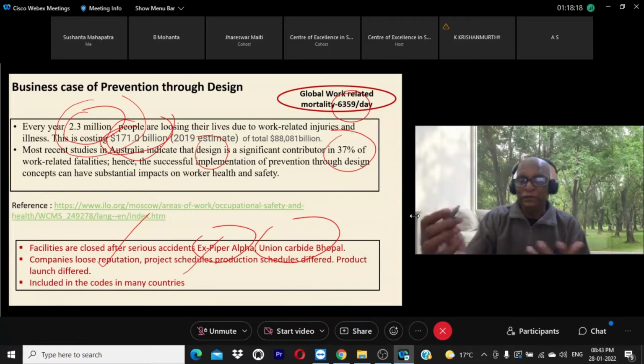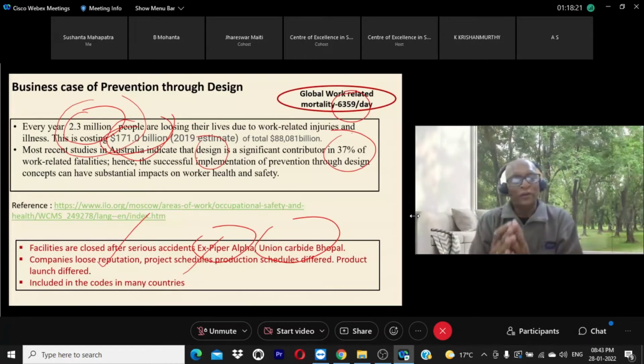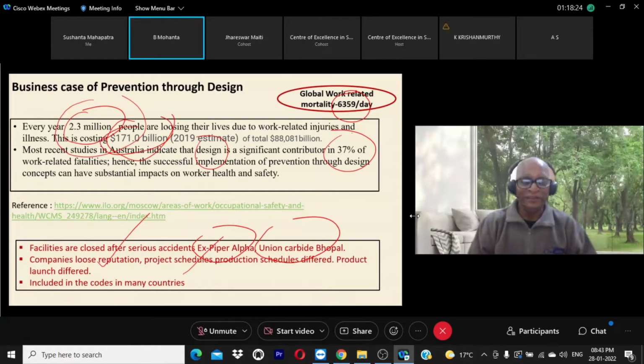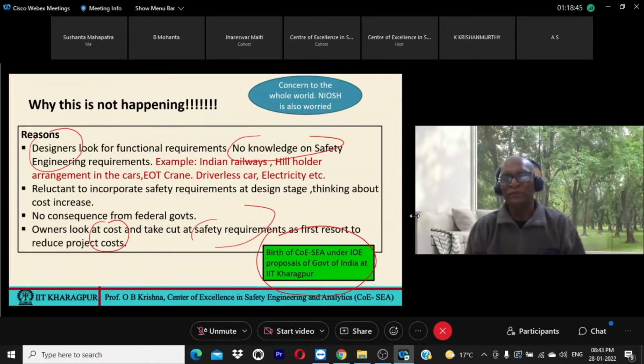The incidents which happened in Piper Alpha and Union Carbide have closed the facilities because of safety issues. Companies lose reputation. Their project schedules will be delayed. Of course, now people are putting in some quotes, but knowing this very fully, why is this not happening? Why are people not able to understand it? Because of you. You means engineers.